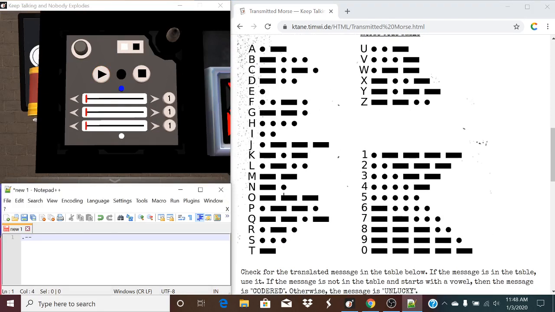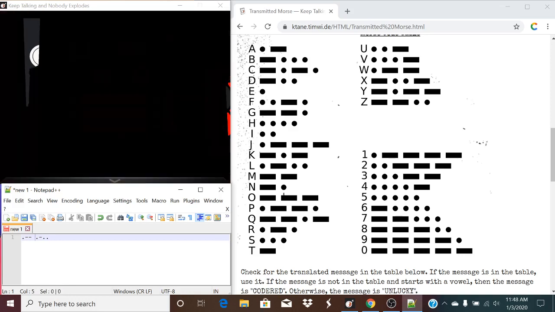I'm gonna need to... be a long one. Okay, here we go. Okay. Oh. That's going to be a dot dash dot dot. Bear with me.